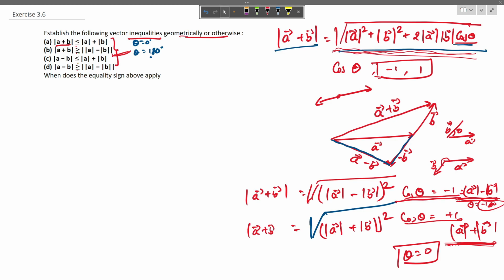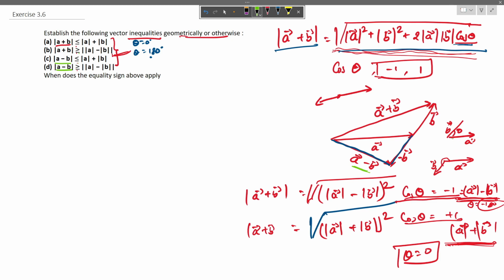Moving on to the second part of the question, we have the vector subtraction a minus b. Now we earlier saw that vector subtraction is nothing but the change in sign of the second vector, in this case the vector b. So vector subtraction is represented by this.